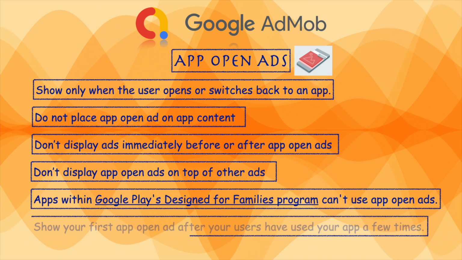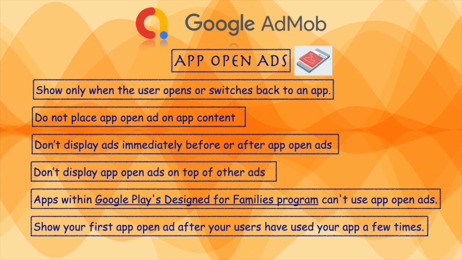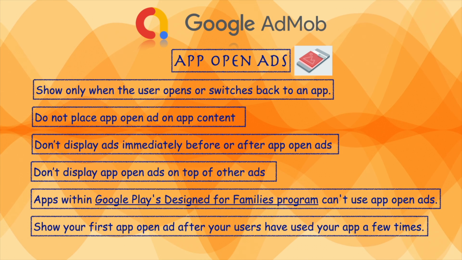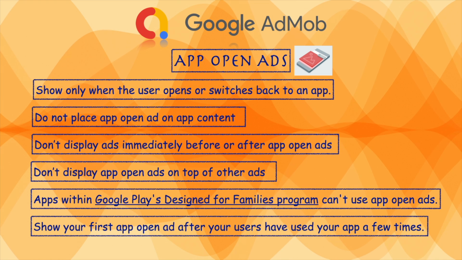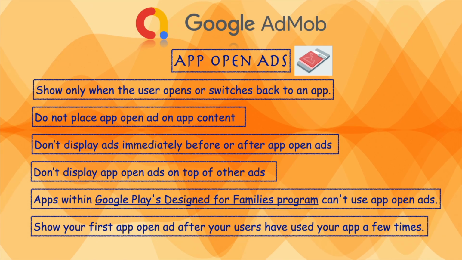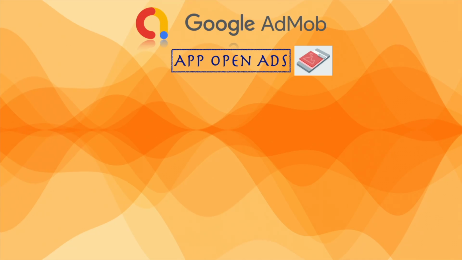Finally, show your first App Open Ad after your users have used your app a few times. Means, don't show the App Open Ad on first or second launch itself after the installation. Let user be familiar with your app for some time or some days. So these are the best practices you should keep in mind while implementing the App Open Ads in your Android app. Now let's go to the implementation part.